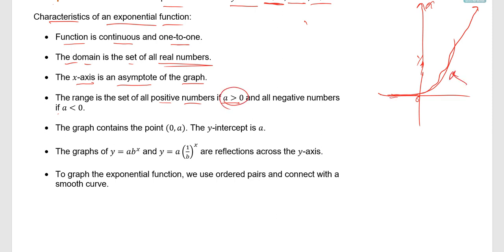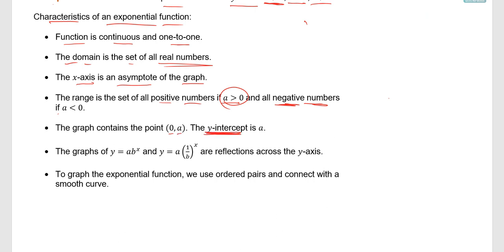If it's a negative exponential, the opposite happens. So the range is all the set of negative numbers, from just below 0 on the negative side, all the way to minus infinity on y. Okay? And the graph contains the point 0 and a, which is the y-intercept. Okay? The y-intercept of the graph.